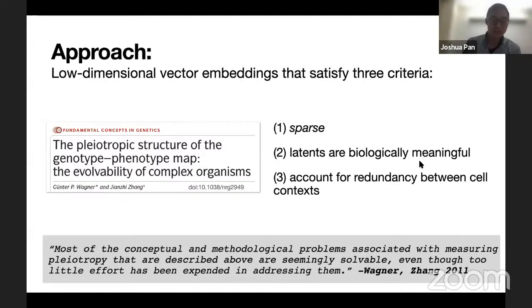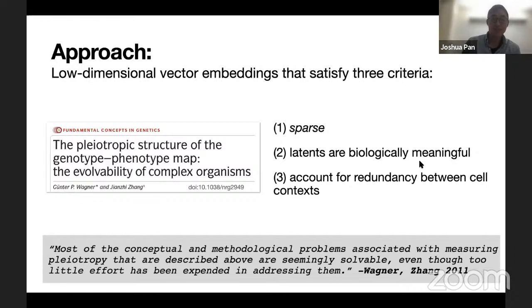Their first criterion is that the representation should be sparse. Evolutionarily, genes tend to have a few functions that are constrained and context specific, but not too many. The second is that any latent variables learned from the high dimensional data ought to be biologically meaningful. If we do something like PCA and get some really nice numerical factors, but those don't align to biology, then we're not counting phenotypes correctly.